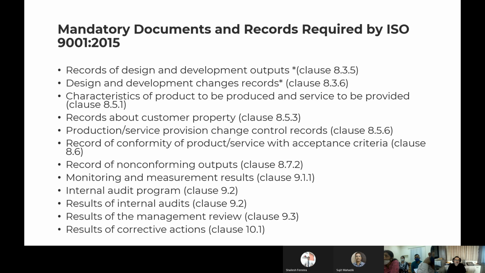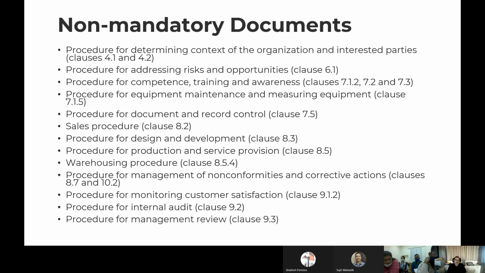Record of non-conforming output, monitoring and measuring results, internal audit program, that is 9.2, result of internal audit, 9.2 again, results of management review clause 9.3, and result of corrective and preventive action. So these are the mandatory records which we are going to see.